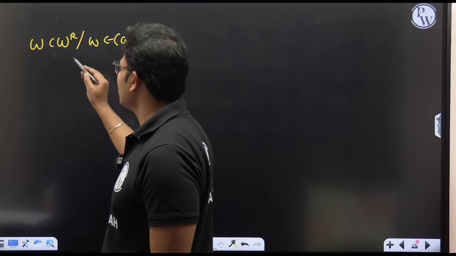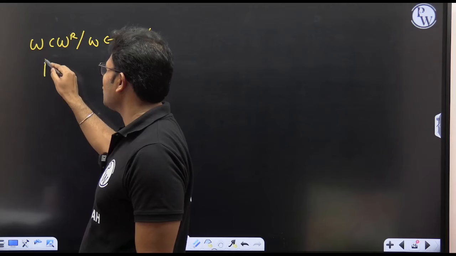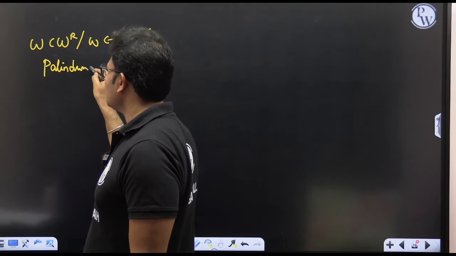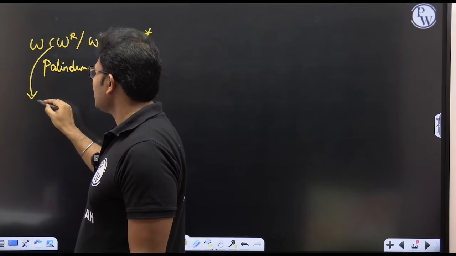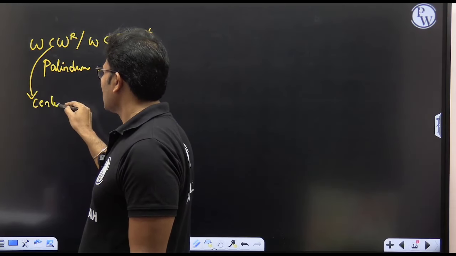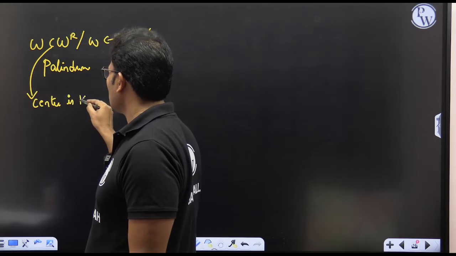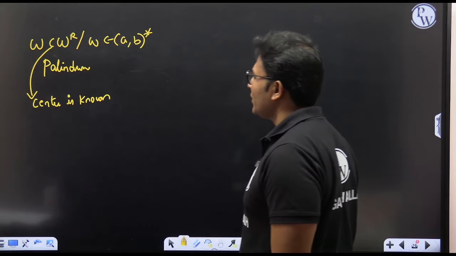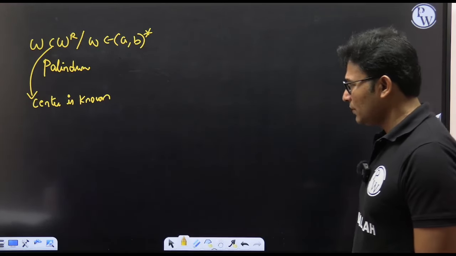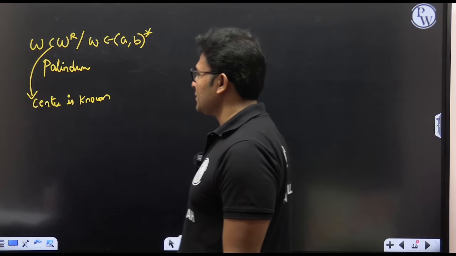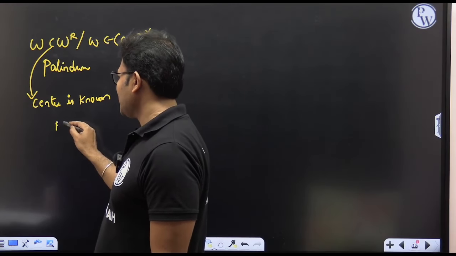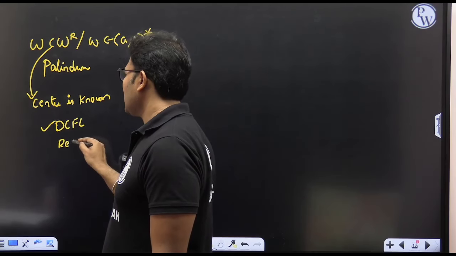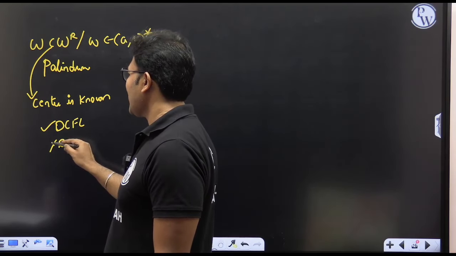Okay. Here, what is this? This is a palindrome, and here the center is known. We know the center. I told you that when a palindrome is there and the center is known, then it can be accepted by DCFL. It is definitely not regular. Regular languages cannot do this, but this can be accepted by DCFL.